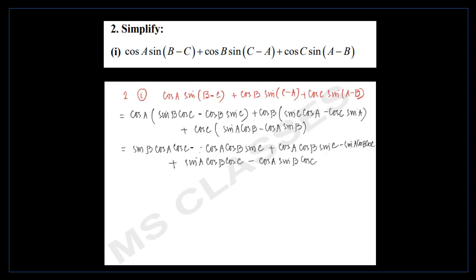Now we can understand that this and this get cancelled out, and lastly this and this cancel. So the result is very simple, just the application of the formulas.